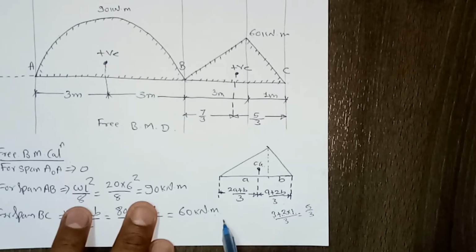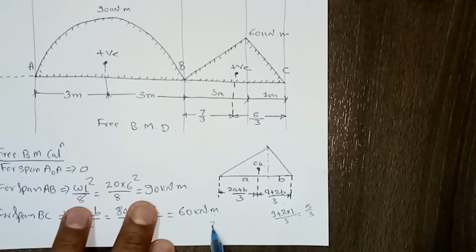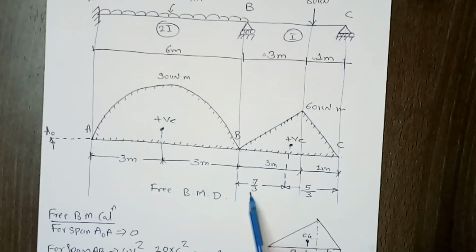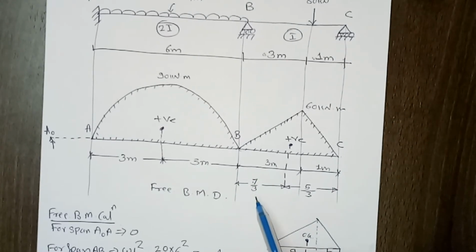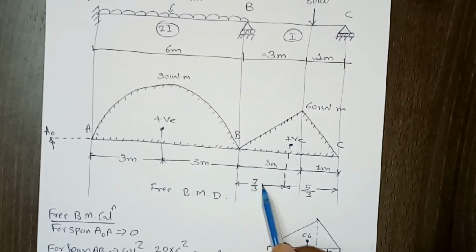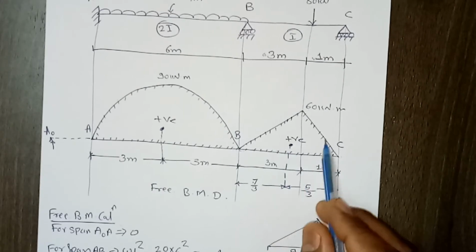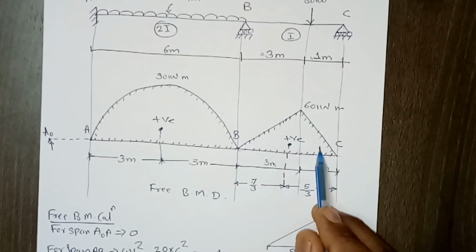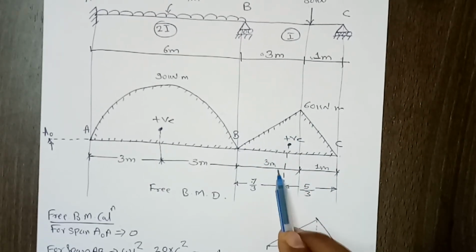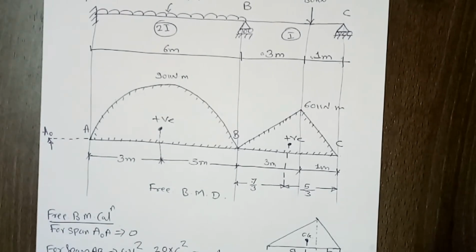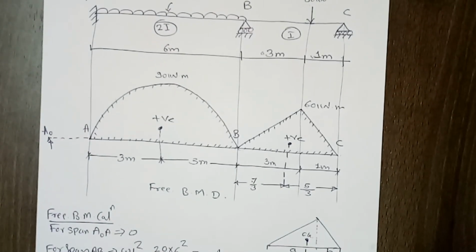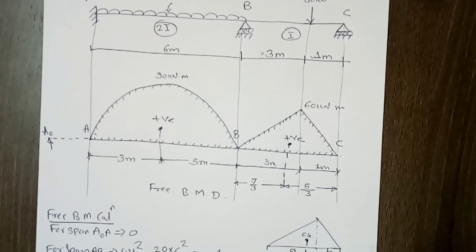On this side A is 3, so 2 multiplied by 3 plus 1, by 3, so 6 plus 1, 7 by 3. So that's how you can calculate the centroidal distance of this kind of triangular bending moment diagram from both the supports. So this is how we can calculate the free bending moment diagram and locate their CG.